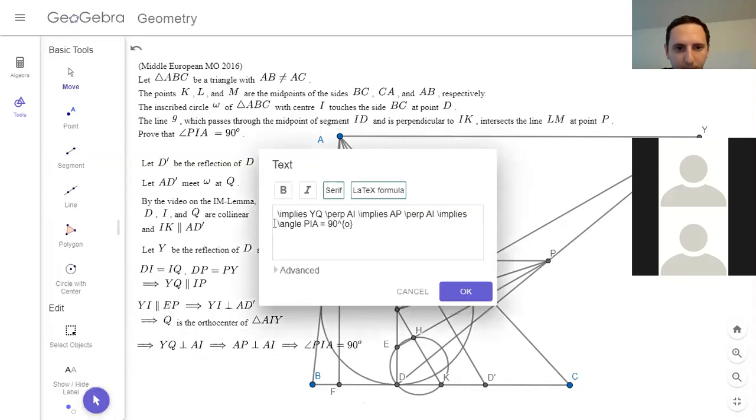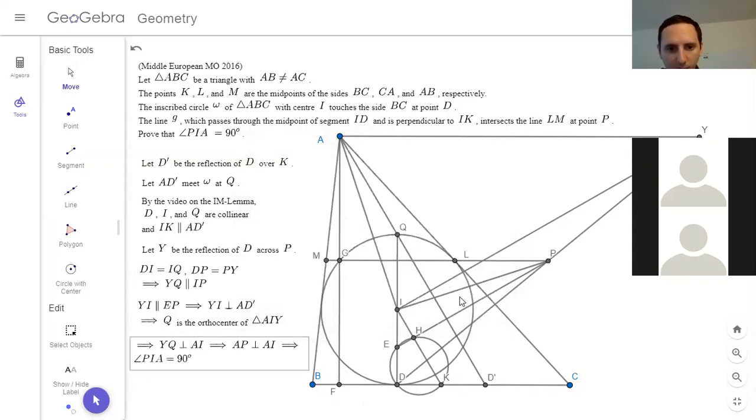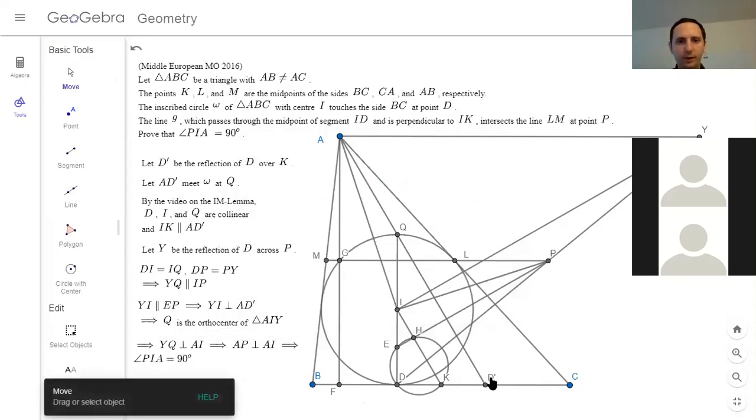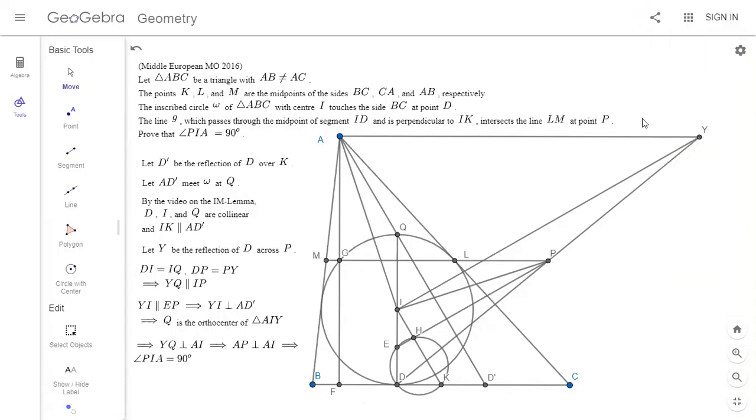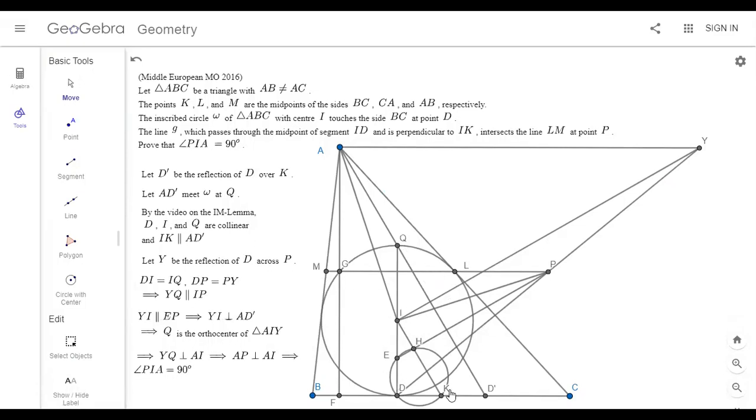All right, so D prime is the reflection of D over K. So we have D, I, and Q are collinear. IK is parallel to AB. And then Y is the reflection of D over P. Since DI is equal to IQ and DP is equal to PY, we have YQ is parallel to IP.